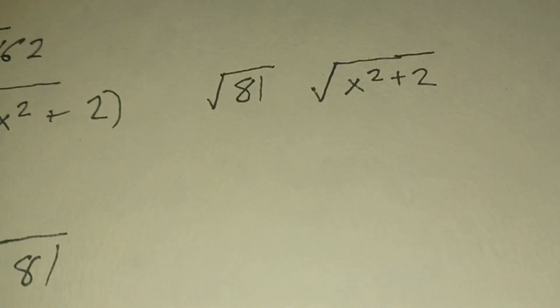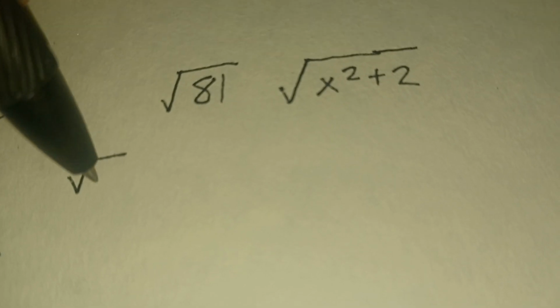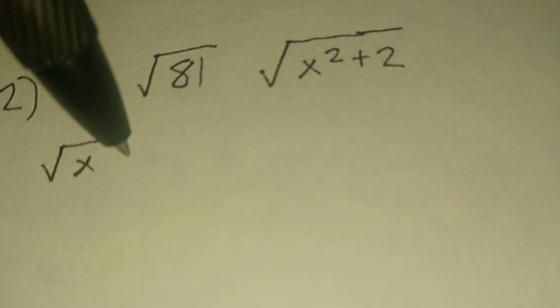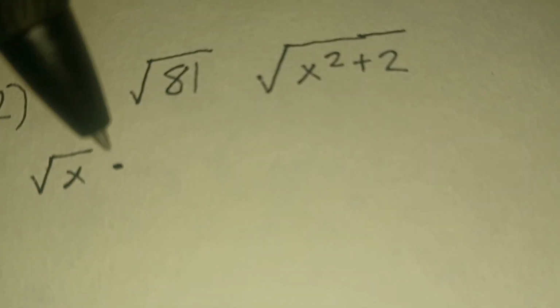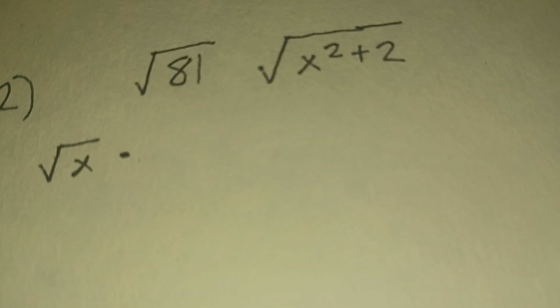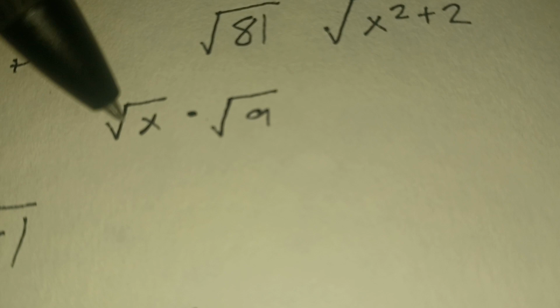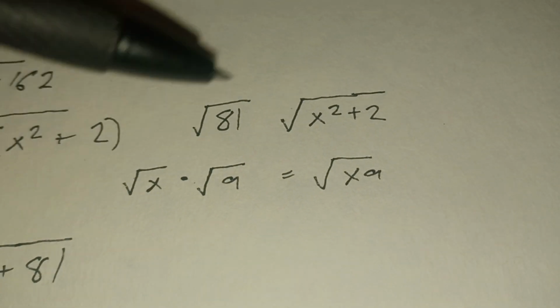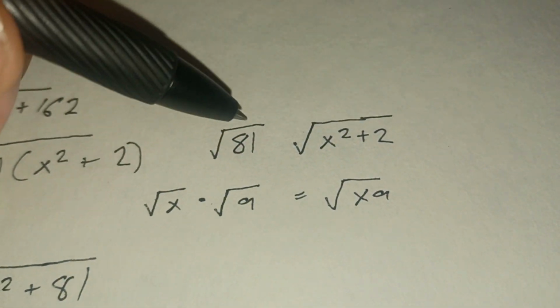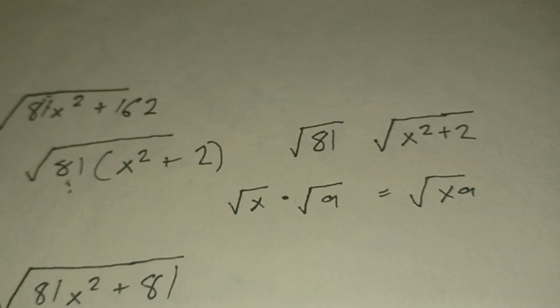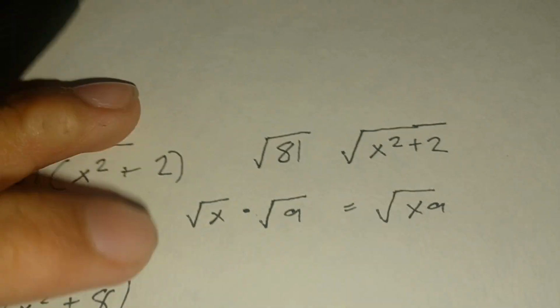So basically this little rule is like, let's take the square root of a times, we don't usually write that, but I'm just going to do that just to show you. So the square root of x times the square root of a gives us the square root of xa. So this times this is this, and vice versa. This times this is this, just like that, right?